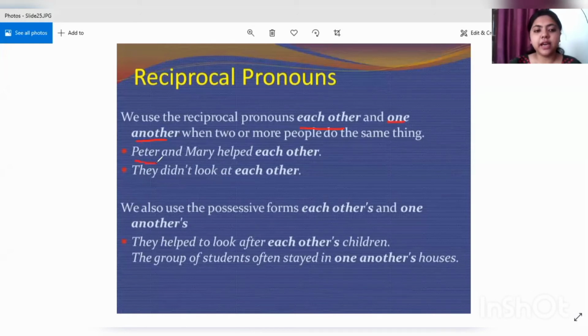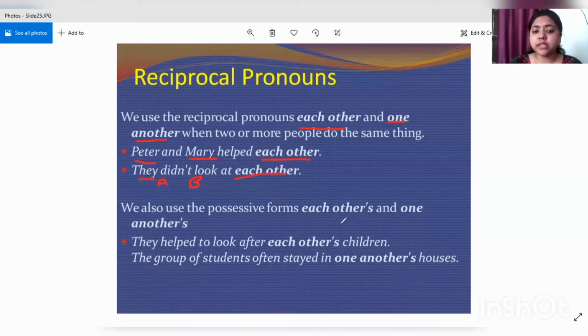Like Peter and Mary helped each other. That means Peter helped Mary and Mary helped Peter. So they helped each other. They did the same thing to each other. Then, they didn't look at each other. Suppose there is some person A and some person B. A did not look at B and B also didn't look at A. So they are doing the same thing. Therefore, we are using each other, right?